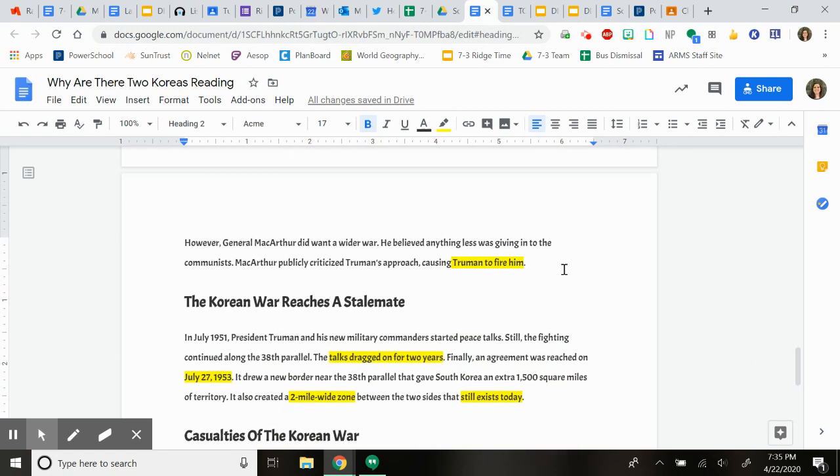However, General MacArthur did want a wider war. He believed anything less was giving in to the communists. MacArthur publicly criticized Truman's approach, causing Truman to fire him.